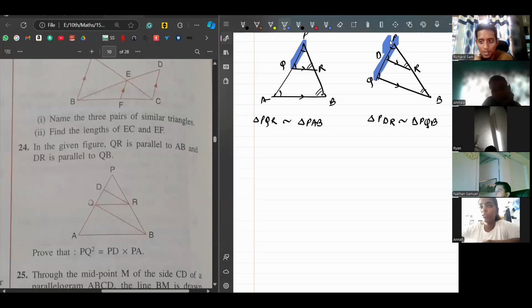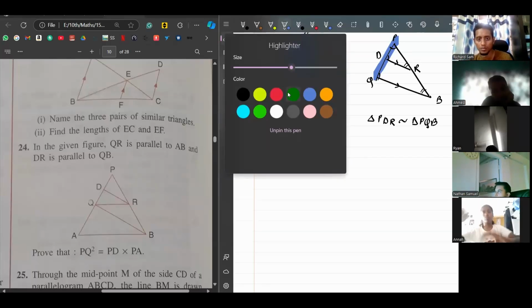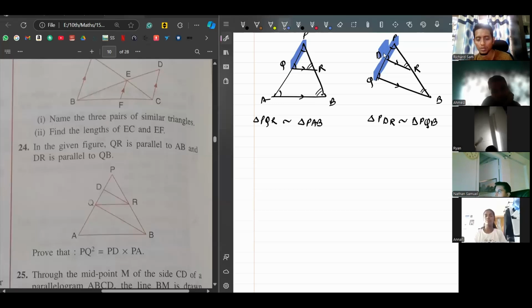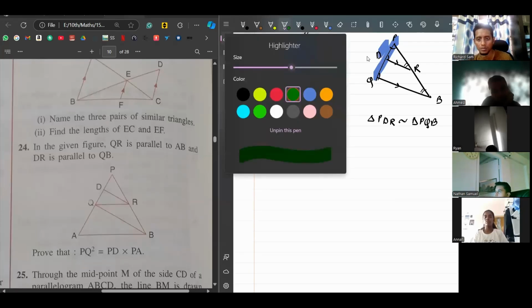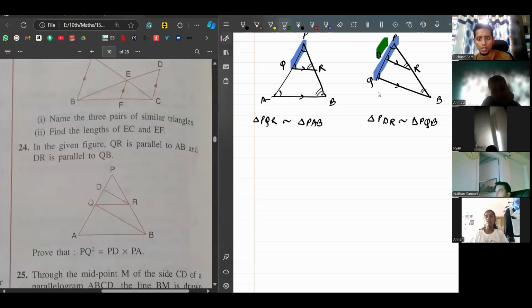Let me use a different color. Okay, that's PD. And then PA. Where is PA? PA is this full thing. So they're mixing up both the sets of triangles; the question is coming from both. So how do we think? How do we do this?